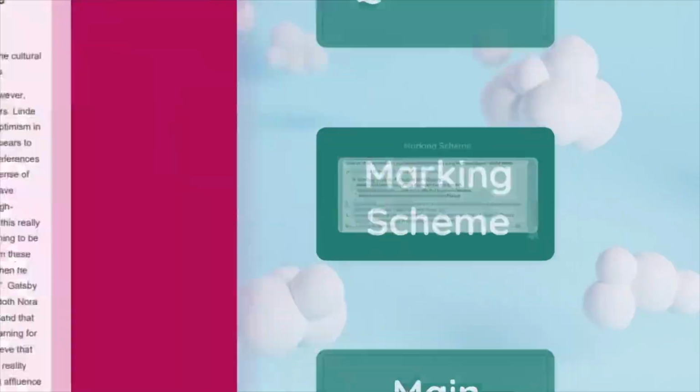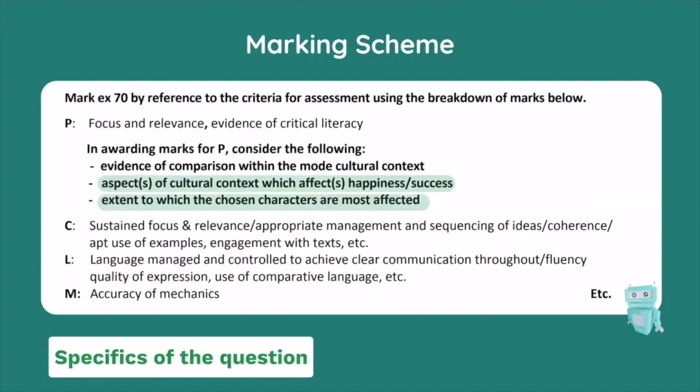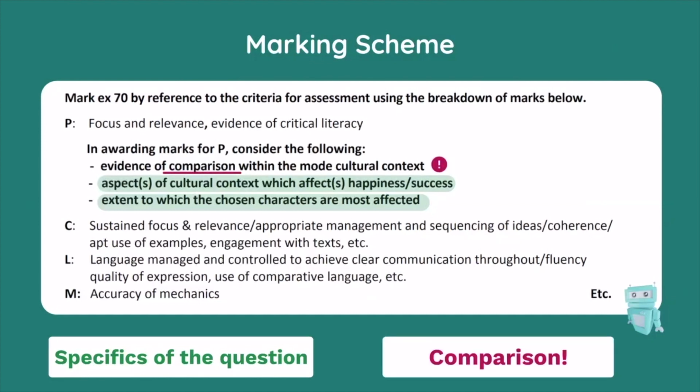So let's have a look at the marking scheme then, so we can see what in particular we're looking for. And again, we've got our PCLM, which is hugely important across all aspects of the English paper. And we're just going to highlight a couple of areas of the specifics of the question. So the aspect of cultural context which affects happiness and success, and the extent to which the chosen character are most affected. So really we're talking about the central characters, how they are a product of their cultural context, and how that cultural context affects their ability to succeed or to be happy in their lives. And also so important is the comparative element. So evidence of comparison within the mode. So compare constantly, always drawing connections across the 2 texts and within each of these topics, as mentioned in the cultural context. For example, wealth, power, gender, whatever it might be, that we're constantly drawing connections across.